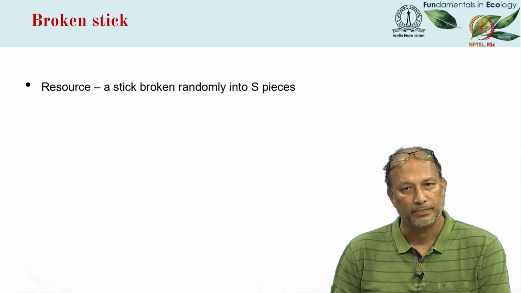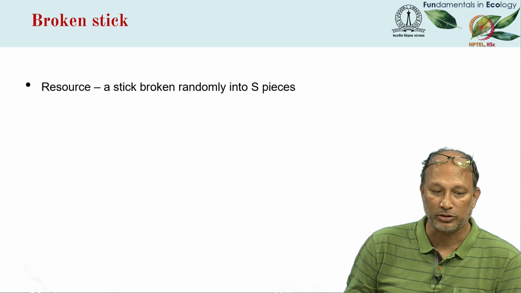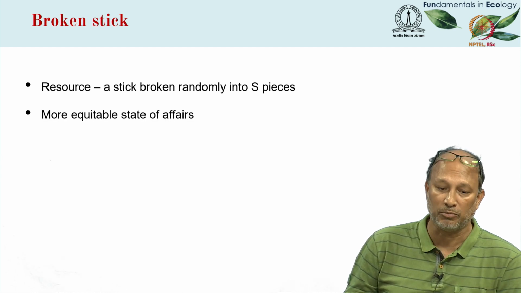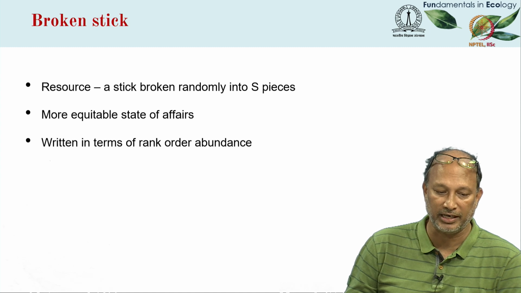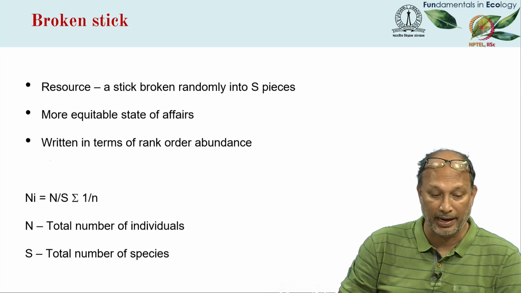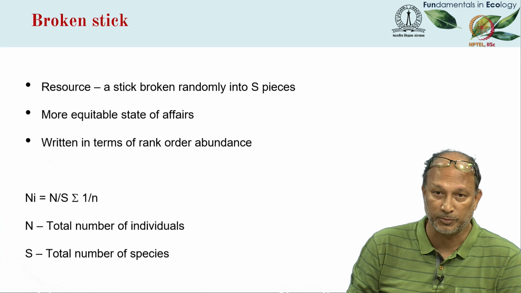The broken stick, proposed originally by MacArthur, has a resource. You can think of it as a stick that's broken randomly into S pieces, which produces a more equitable state of affairs, and is usually represented as a rank abundance plot. Again, it is given by this form where n is the total number of individuals and S is the total number of species.